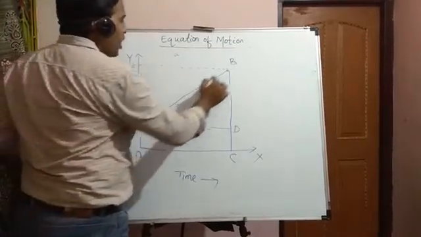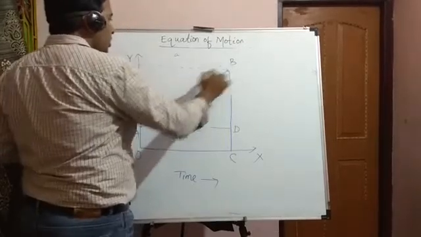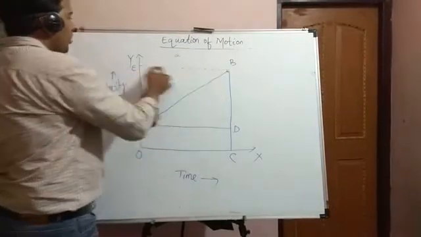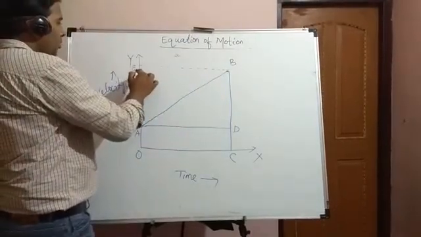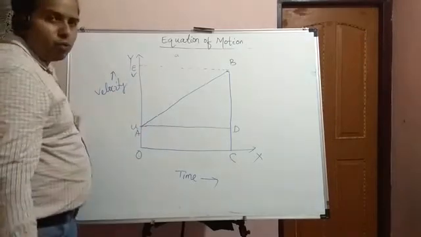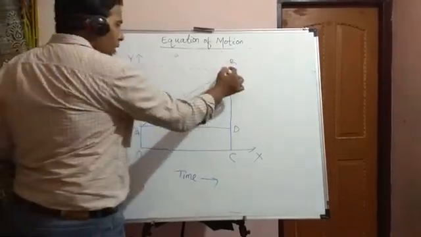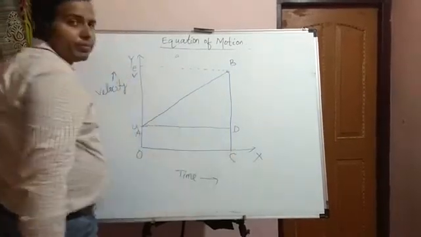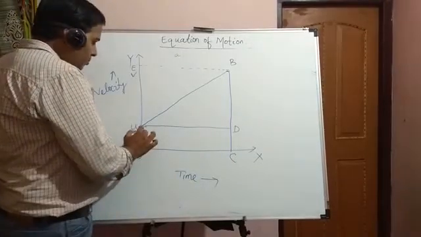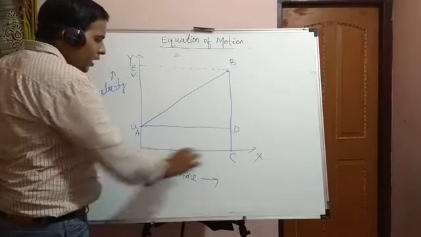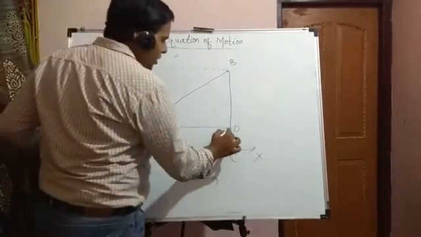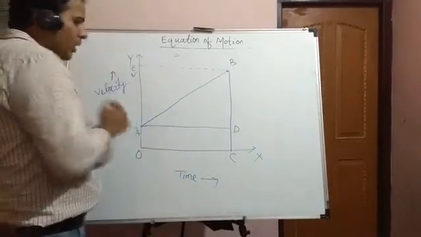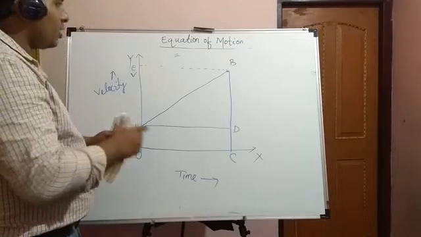From here the vehicle moves with uniform acceleration, covering a distance s, and it reaches B. Here the final velocity is v and the initial velocity is u. And what have we done? We have drawn a perpendicular from the point B to the x-axis. It meets here at C. And we have drawn another line parallel to the x-axis, and this line meets the line BC at D. So from this we can start the derivation of the equations of motion.